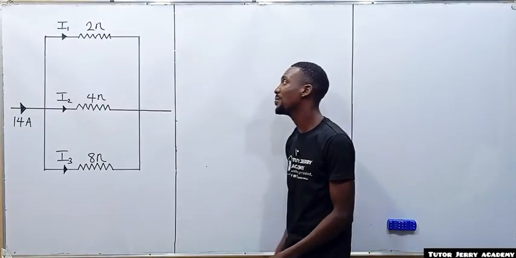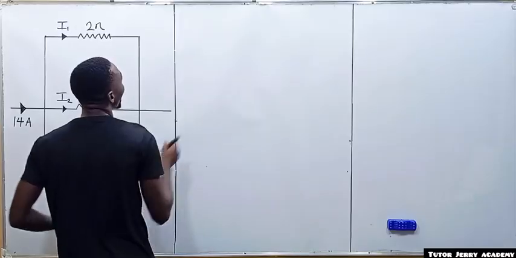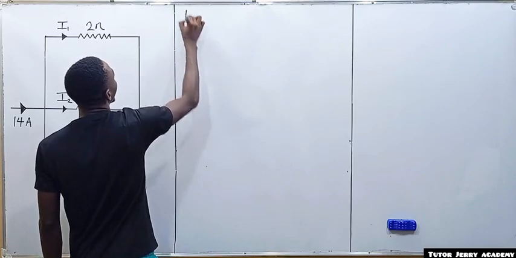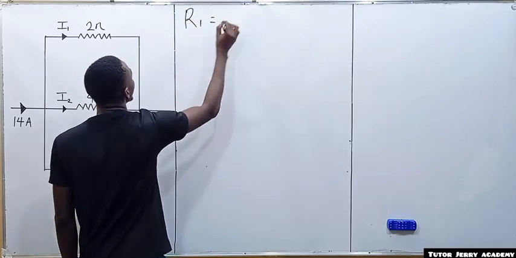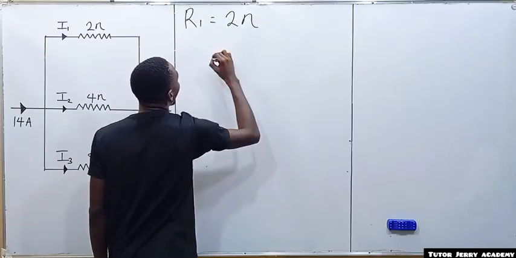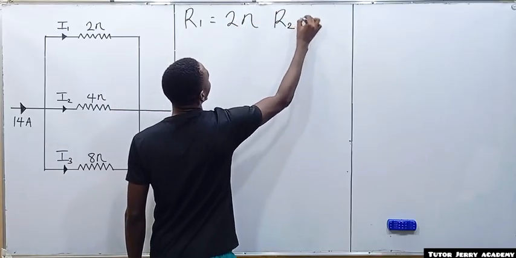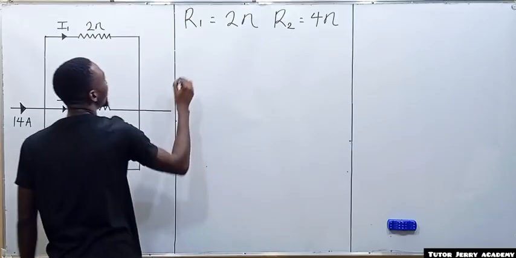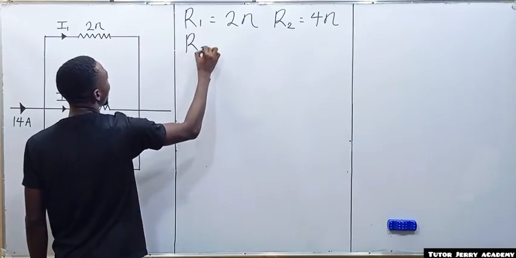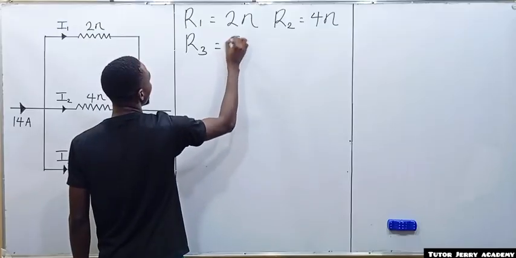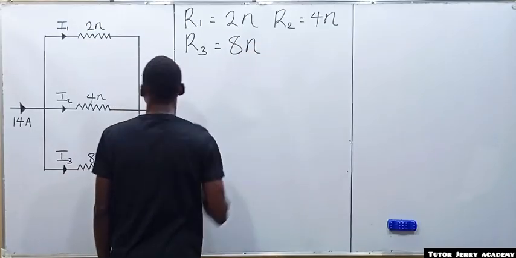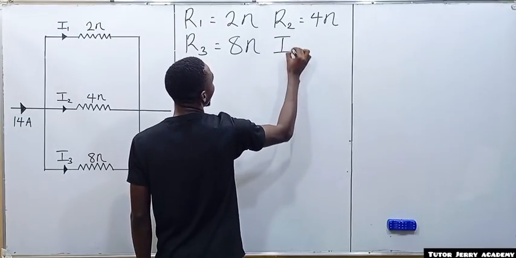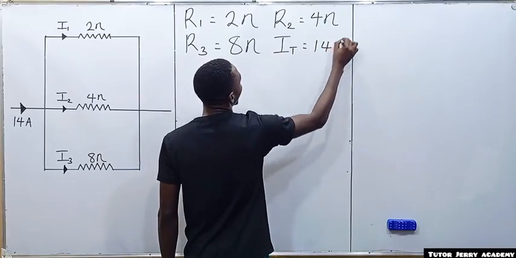8 ohms. Now, we can therefore say our R1 is 2 ohms, R2 is 4 ohms, and R3 is 8 ohms. And our current I, that is the total current that enters the circuit, is 14 ampere.